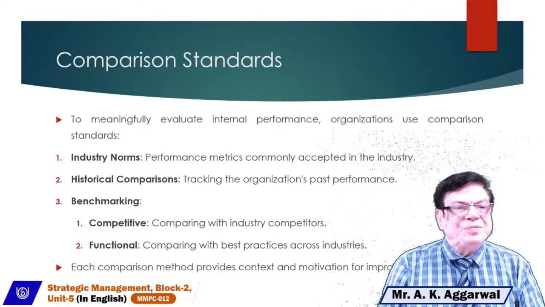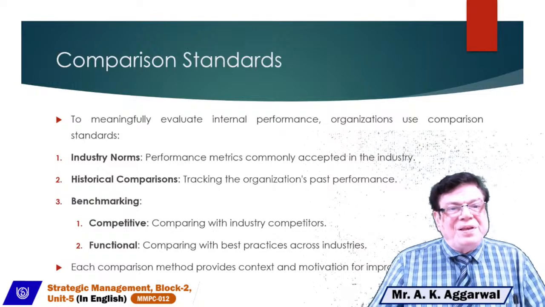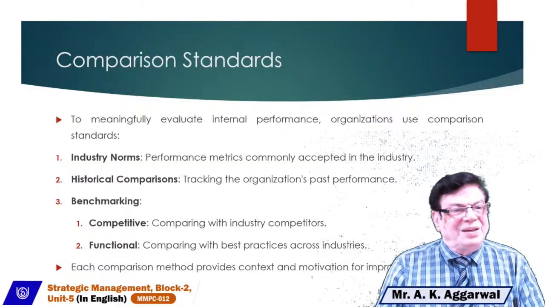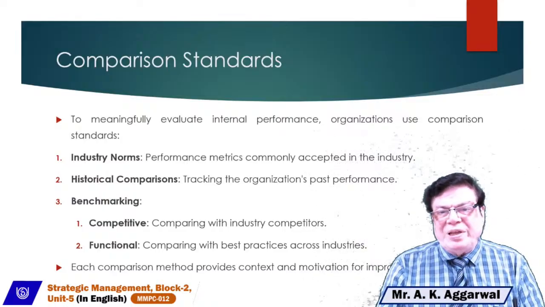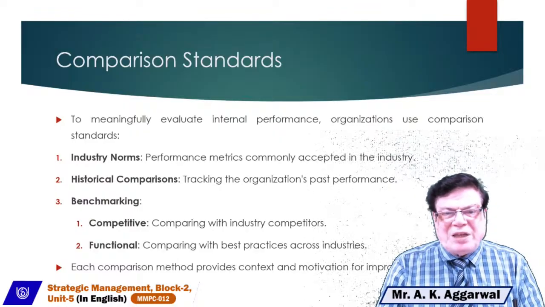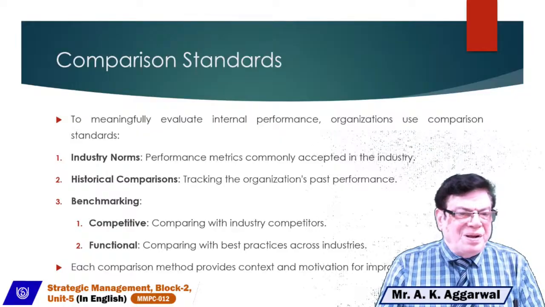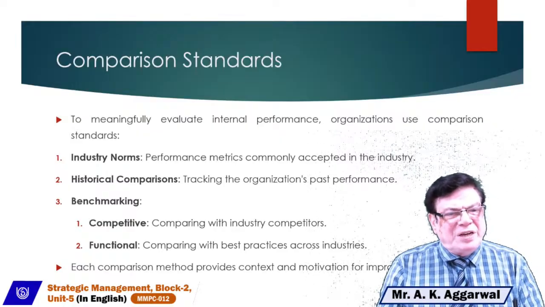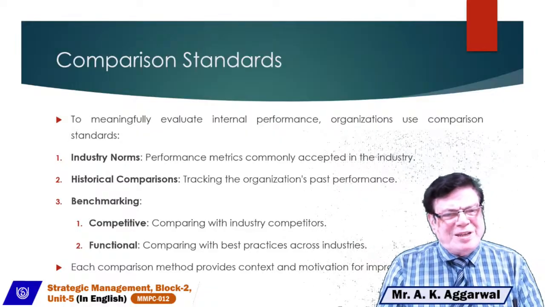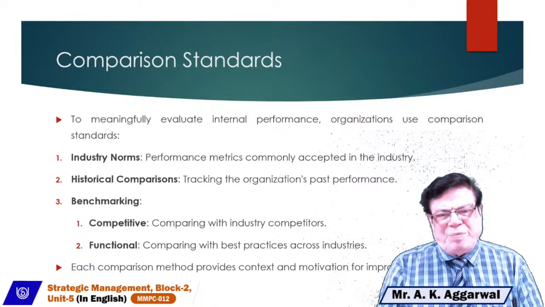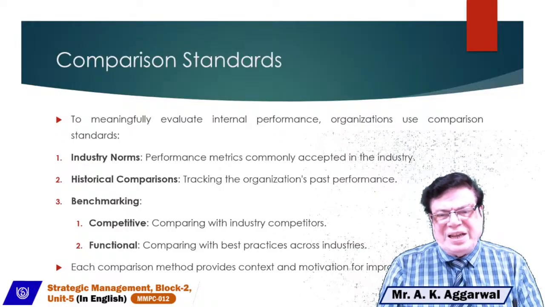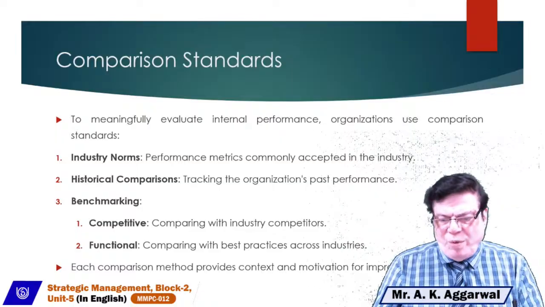Now, comparison standards. To meaningfully evaluate internal performance, organizations use comparison standards like industry norms, performance metrics commonly accepted in the industry; historical comparisons, tracking the organization's past performance; and benchmarking, competitive and functional. Under competitive benchmarking, we compare with industry competitors. Under functional benchmarking, we compare with best practices across industries. Each comparison method provides context and motivation for improvement.